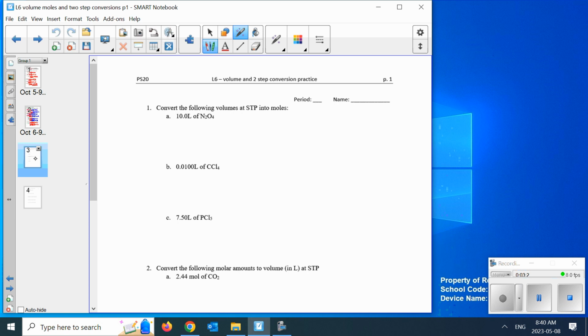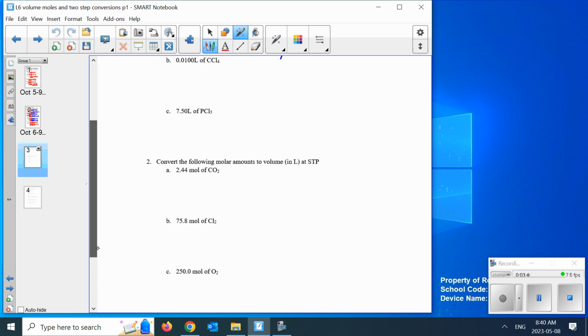And the first bit is just strictly convert the following volumes at STP, so 22.4, into moles. That means 1 mole is what you want, and the 22.4 liters is going to be on the bottom for those three. It's going to be repetitive. You're going to practice with those.